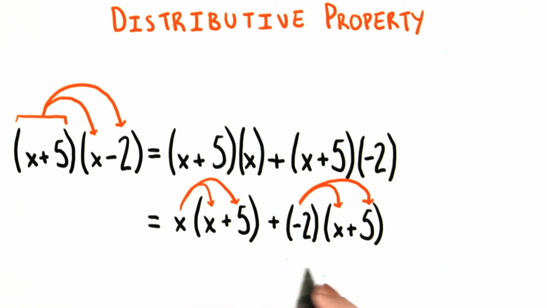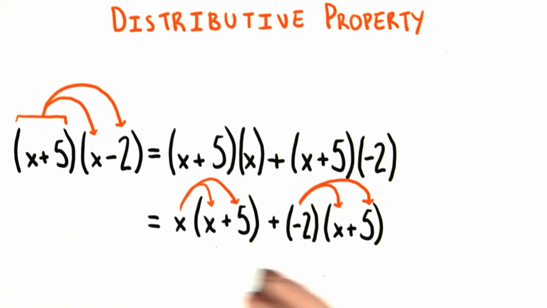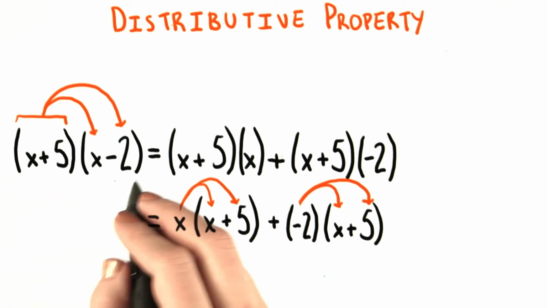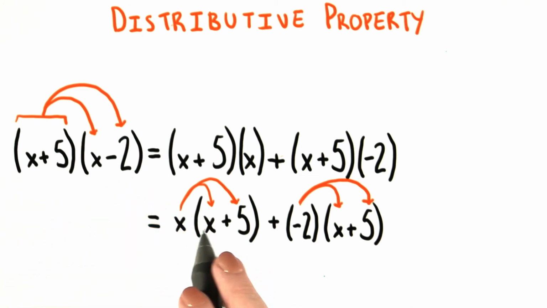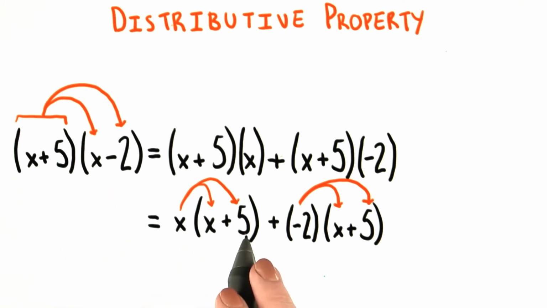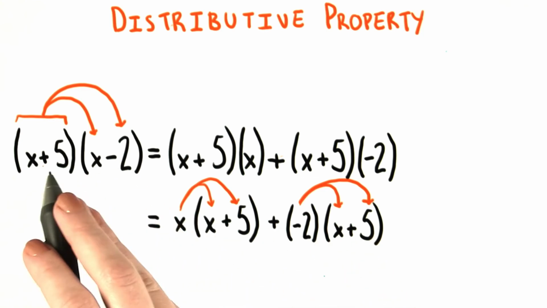Notice though which numbers and variables are written here. We have an x and a -2, and then we have an x and a +5. And those are just the same terms that are in the two polynomials up here. The things that we're multiplying together are x and x, x and x, x and 5, x and 5, -2 and x, -2 and x, and 5 and -2.